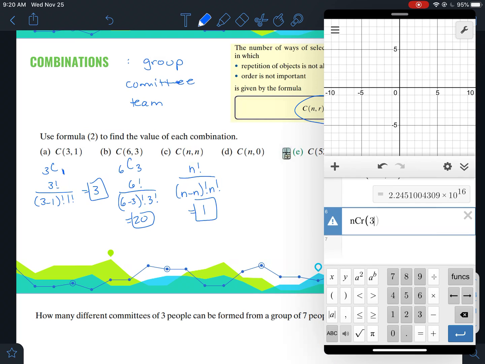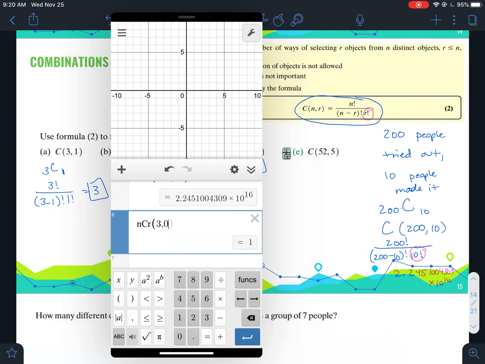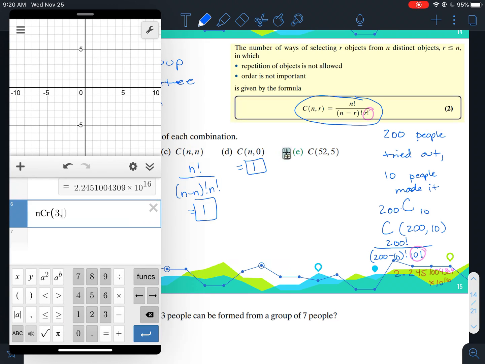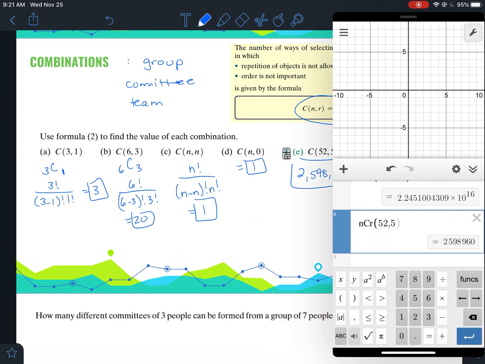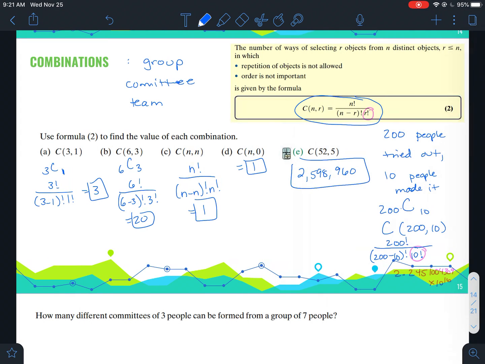N choose 0. So if we just did like 3 choose 0, it's going to be 1. There's only going to be one way to choose a team of 0 from n people. And then the big one, 52 choose 5, is going to be 2,598,960. And those are combinations.